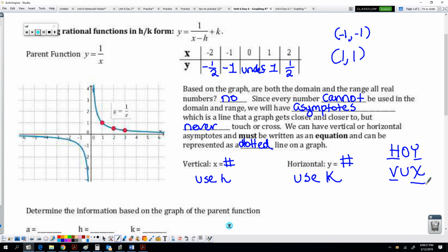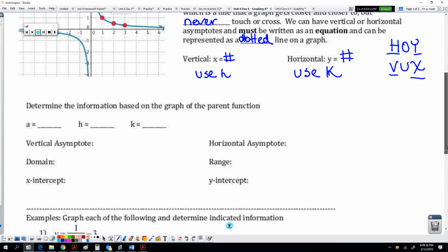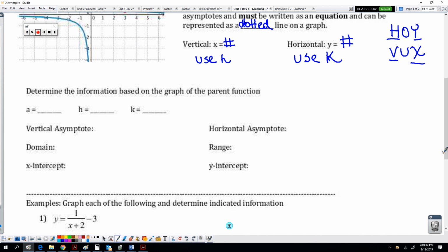There you go. So now we want to find out the information based on the parent graph of y equals 1 over x. So now we can think about what my a, h, and k are. My a is going to be the number on top, so it's just going to be 1. And your h is close to your x. So it's going to be what number? It's going to be 0. And k will be with your y. If you take a look, there's nothing here, so that's why your k is 0 as well.